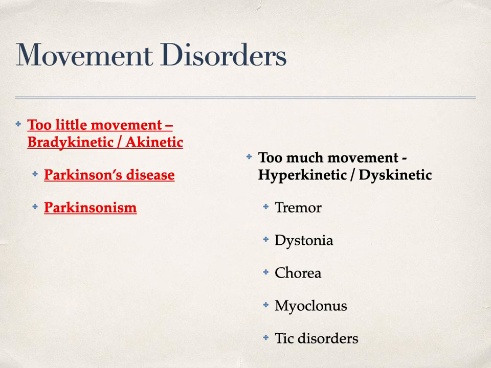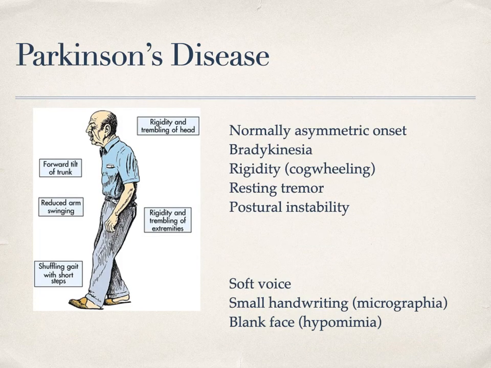Let's go to the one that you're probably more aware of first: too little movement, bradykinesia, or Parkinson's disease or Parkinsonism. What do we mean by Parkinson's disease? We talk about this syndrome of an asymmetric onset of slowing down of movement, bradykinesia, rigidity, where movement through all ranges is stiffer, a resting tremor, predominantly there distally in the hand at rest, and postural instability, so they tend to fall over quite a lot more.